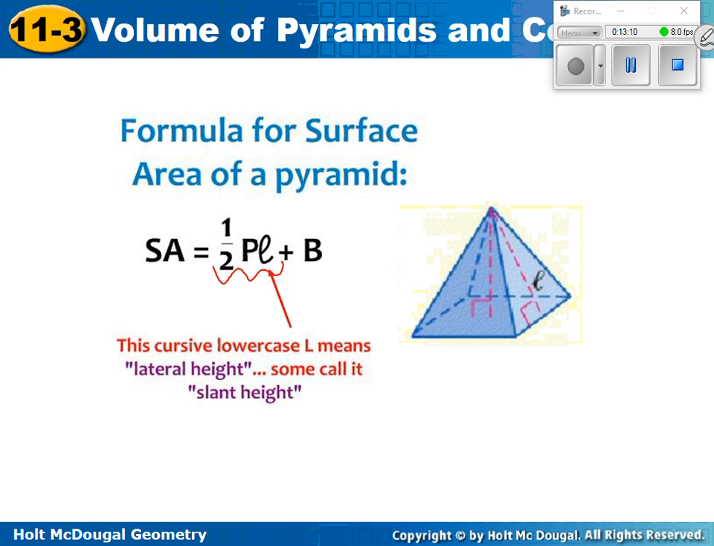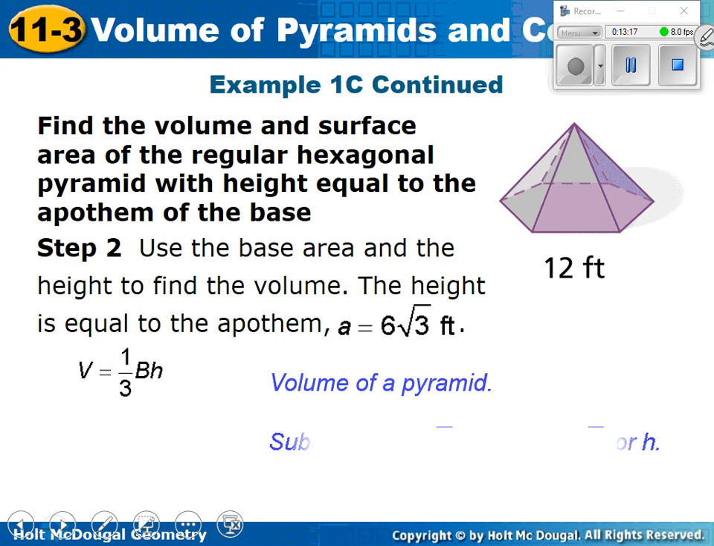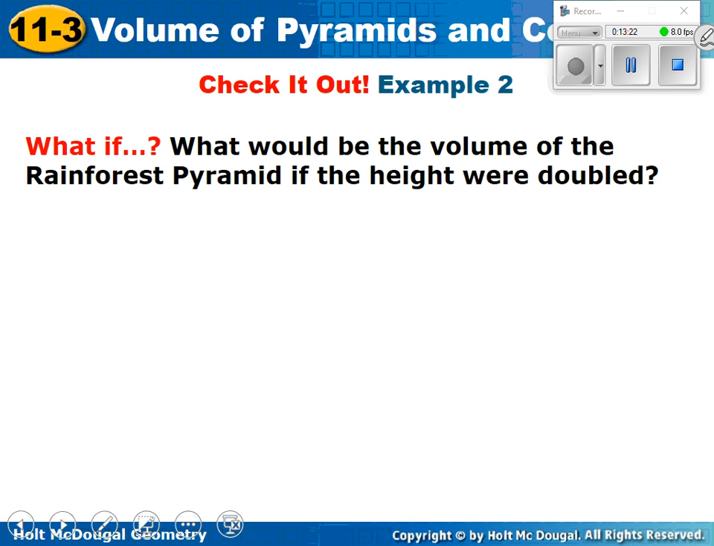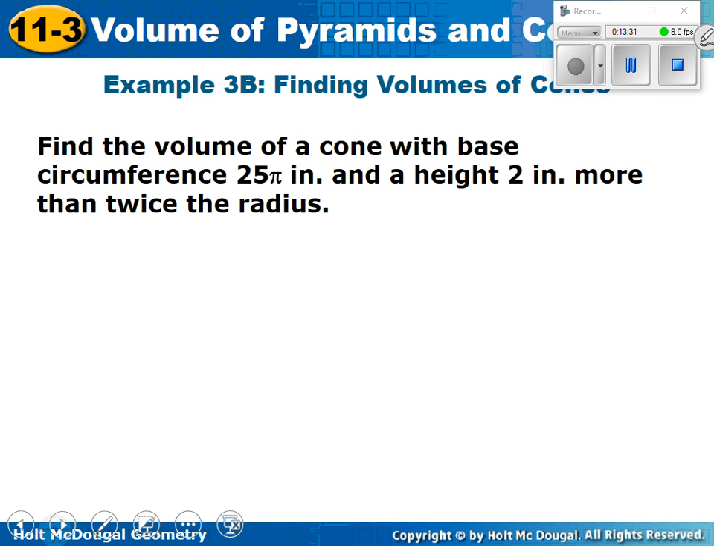I'm going to start with the cone because it's easier, and then we'll come back to the problems that are harder. So jump ahead in your notes all the way to the cones. And I'm going to skip the easy cone, and we're going to go to the harder cone. So find the second example like this. Okay? So we're going to find the volume of a cone with a base circumference of 25 pi inches. Everybody with me where we're at in the notes?